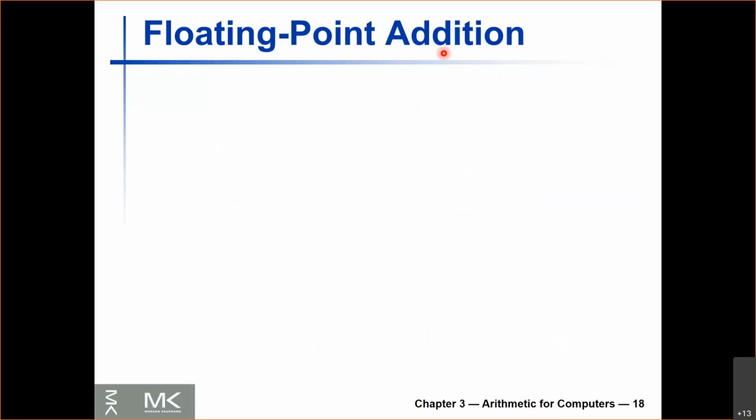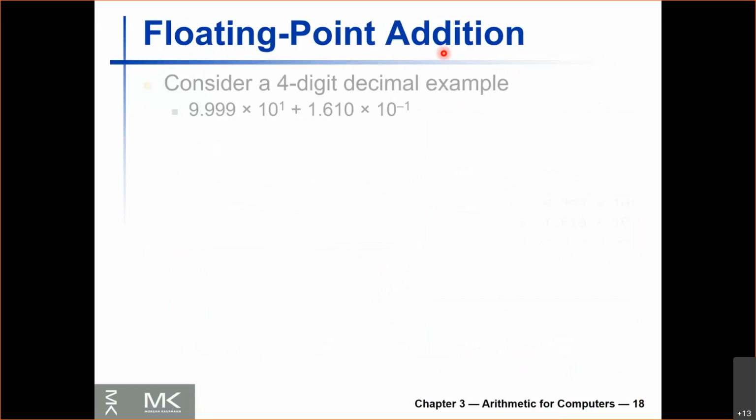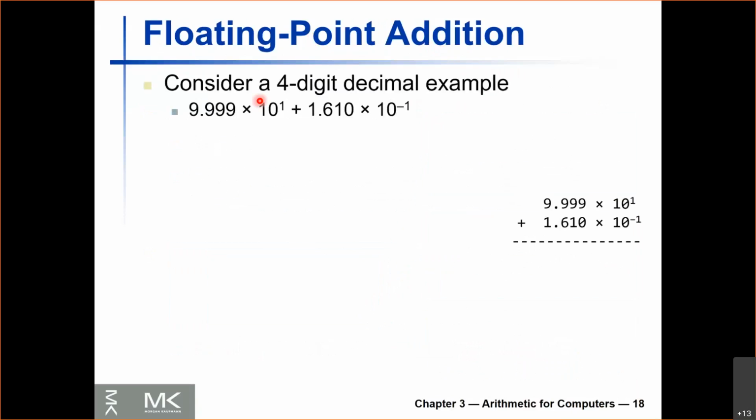Before I do that, I'm going to look at how we add numbers in decimals. Let's say I have this 4-digit decimal example. I have 9.999 times 10 to the power 1 plus 1.61 times 10 to the power minus 1. Let's say I want to add these two numbers. Can I simply add them like this? Can I add 9.999 to 1.61 over here? So I add 9 plus 0, 9 plus 1, 9 plus 6. Can I do this?